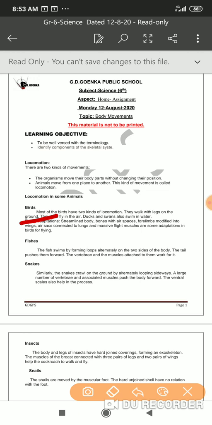enable them to fly. Other than that, we know that birds also have a streamlined body which reduces the effort that they require during flight, right, when they are flying. And other than that, we know these birds have hollow and light bones, because of which it is easy for them to fly high, right? Otherwise, had they been very heavy, it would have been very, very difficult for them to fly. So that's why their skeletal system has very hollow and light bones.